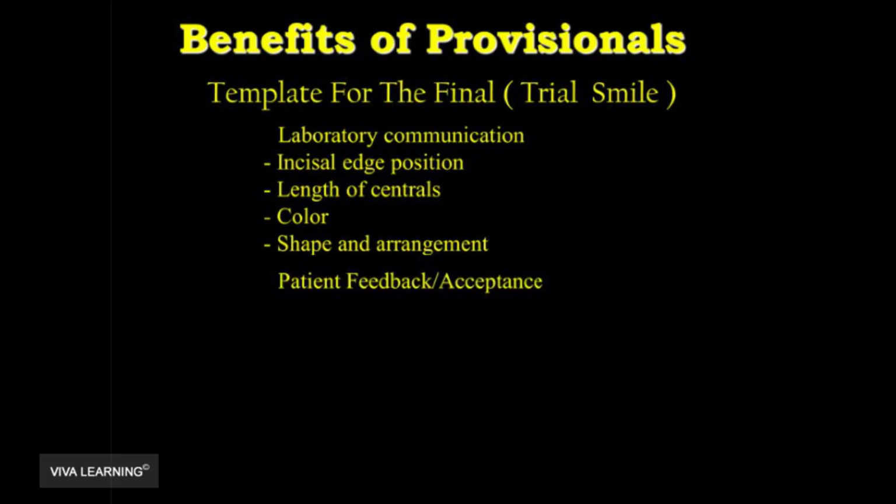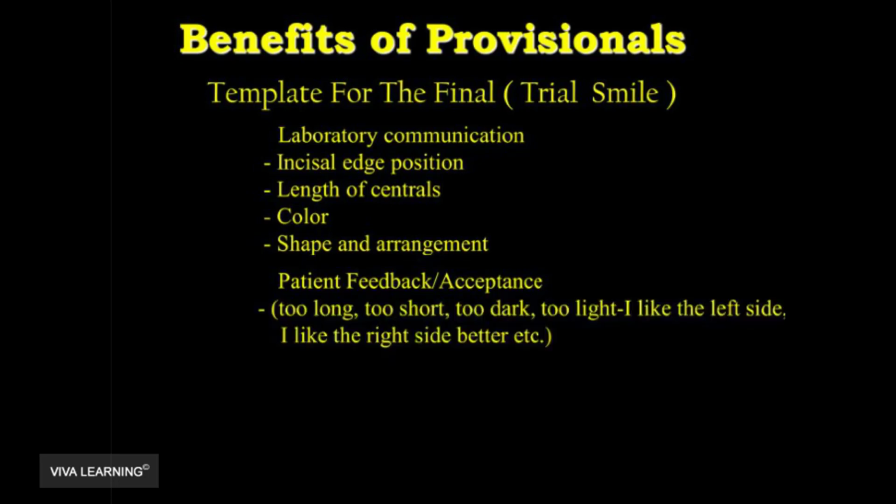As far as the patient goes, it's critical for feedback and acceptance from the patient. They'll tell us if they like the shape of the teeth, if they like the color of the teeth. It allows them to view themselves in their smile with what the final teeth are going to look like. And if they accept it and sign off on the provisionals, it's pretty easy to take the guesswork out by giving that information to the laboratory like we just said. They can say things like, I think they're a little too long, or I don't think they're long enough. I like one side better than the other.